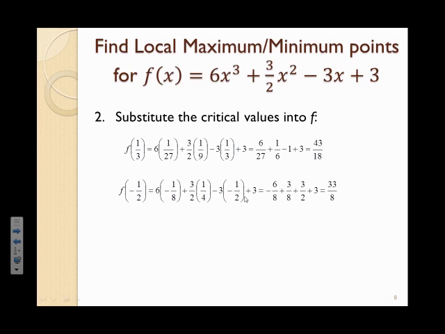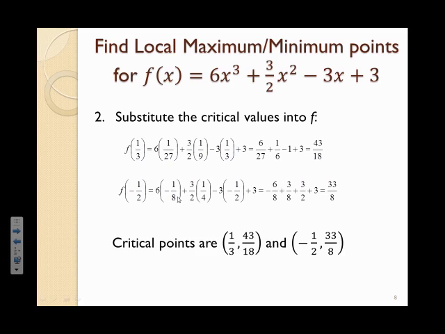So now we have there are 2 critical points. At 1/3, 43/18, 1/3 and 43/18. And the second point, again, we use the x value that we found, x of minus 1/2, and then the y value we just calculated to get minus 1/2, 33/8. So now we have our critical points.